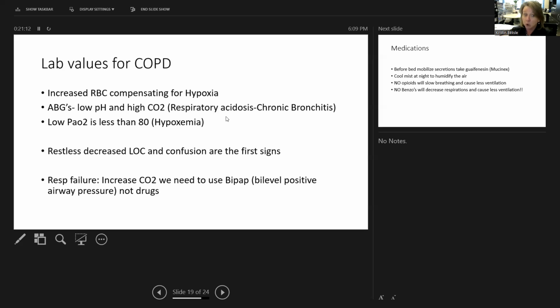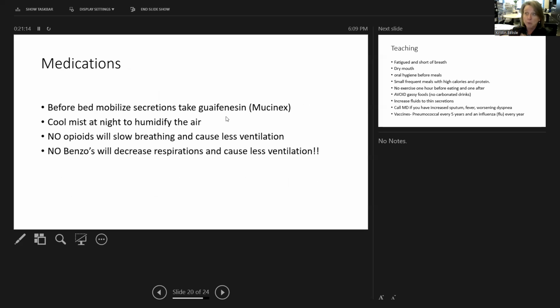We don't ever want to give opioids or benzos. Let's not suppress respirations with anything. We need these patients or clients to breathe. They're already struggling. If you suppress or depress respirations due to a medication that's given, you're only going to make them hold on to carbon dioxide more because they're not breathing. The way to get rid of CO2 is to blow it off.